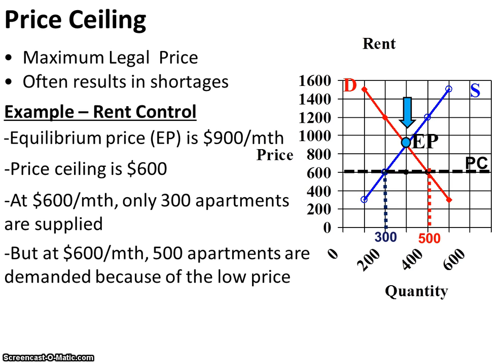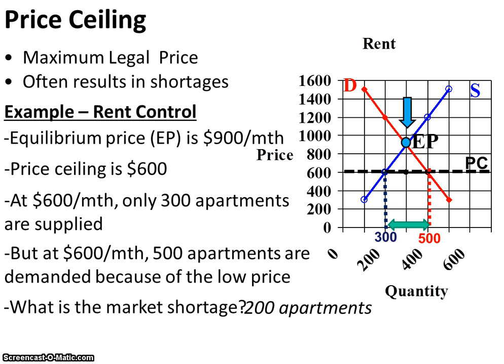What's the result of this discrepancy? There is a market shortage. What is that shortage? 200 apartments. There's going to be 200 fewer apartments than there are people looking for them. So some of those people that the government is trying to help, that could afford that $600 a month rent, aren't going to be able to get it because this specific ceiling created a shortage of 200 apartments. Some of those people are not going to be able to get apartments.